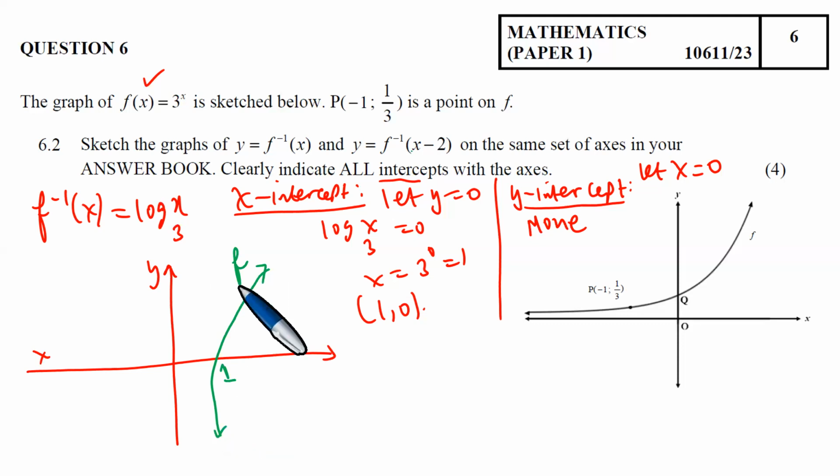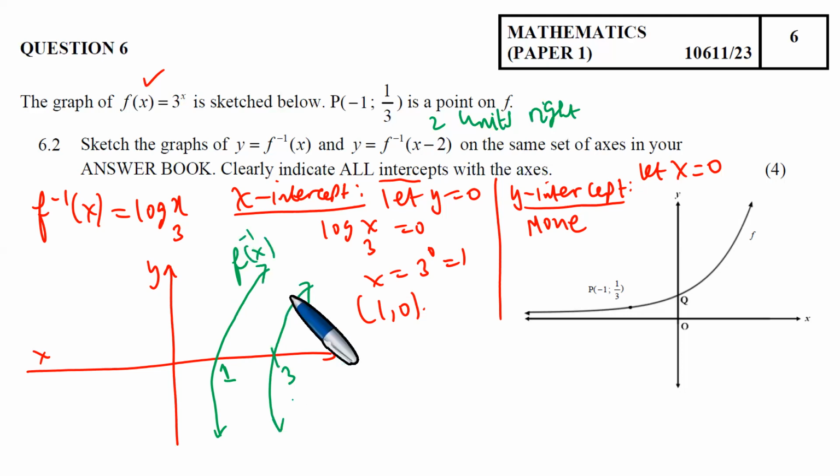And then now, if you say x minus 2, this is the graph translated 2 units. If you subtract, it's 2 units to the right. So if it's 2 units right, where it is at 1 here, it's going to be there. It's at 1, you add 2, 1 plus 2 is 3. So at the end of the day, you have this here. This is the graph of f inverse of x. This is the graph of f inverse of x minus 2.